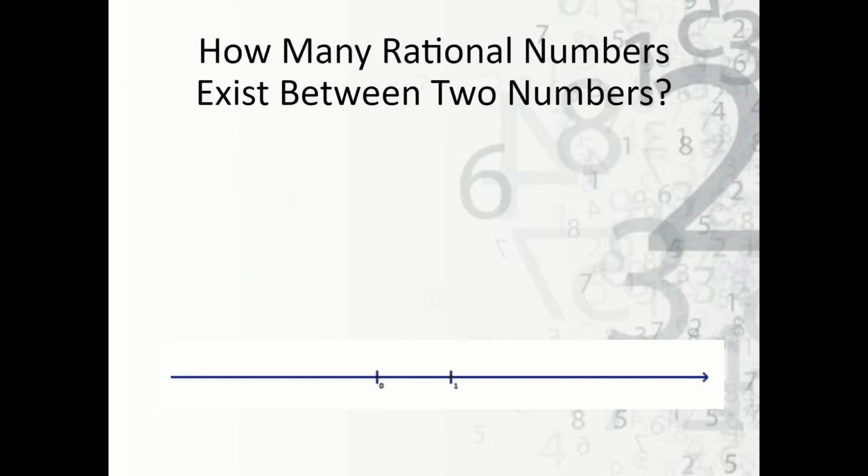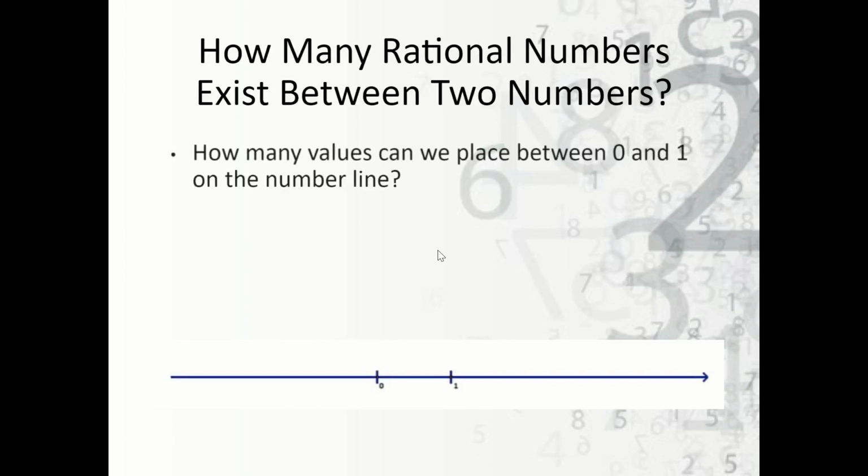Now we're given a number line here, and it says how many rational numbers exist between 2 numbers. So how many values can we place between 0 and 1? Well, we can do like a half, right? Then we could cut that in half. That would be a 1/4. Then we could cut that in half. That would be 1/8. Then we could cut that in half, and it would be 1/16. Then we can cut that in half, and it would be 1/32.